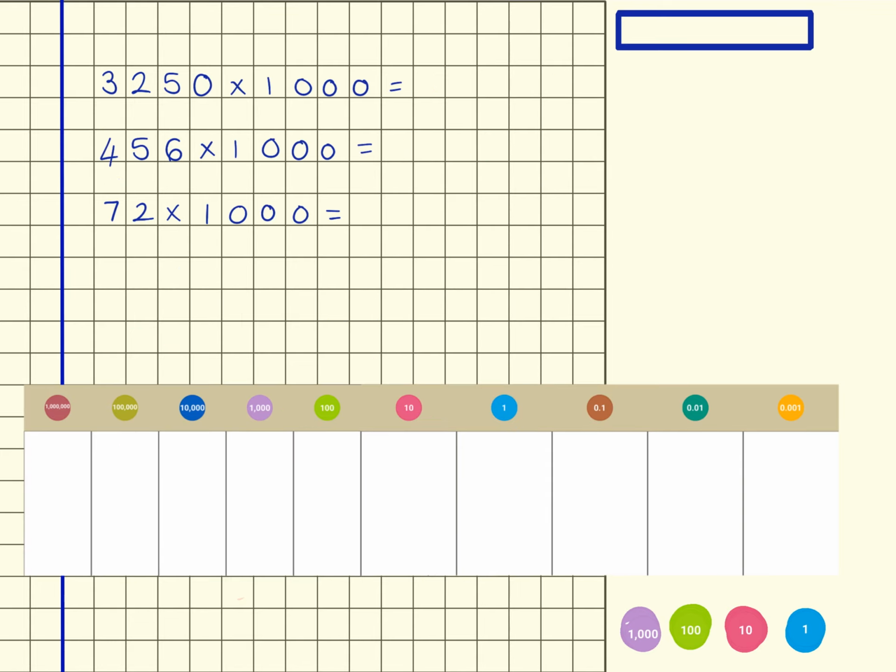So again, same process as before. We've got a number that's been multiplied by 1,000. Now we have already looked at how when a number is multiplied by 10, it moves one place value column because it's multiplied by 10. We know now that when we multiply by 100, it moves 2 place value columns, and we know that 10 times 10 times 10 would take us to 1,000. So it would move 1, 2, 3 place value columns, and that would be multiplied by 1,000. So I'm going to apply that to the questions that I've got above.